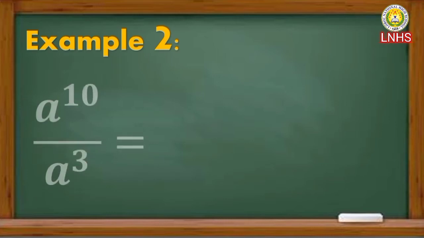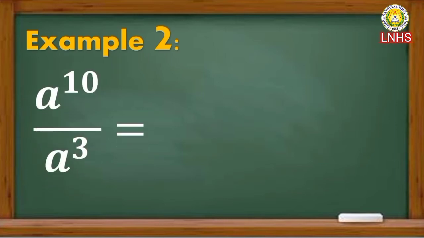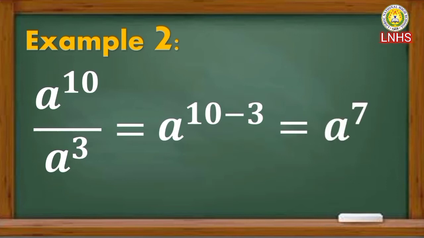Example number 2. a raised to the power of 10 over a raised to the power of 3 is equal to a raised to the power of 10 minus 3. Then the result is a raised to the power of 7.